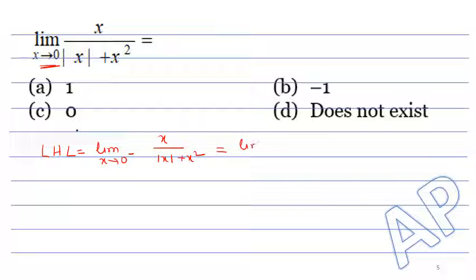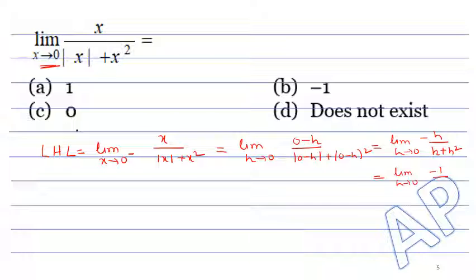That is nothing but limit as h tends to 0 of, replace x by 0 minus h, so that I have 0 minus h here, and modulus of 0 minus h plus 0 minus h whole square, which is nothing but limit as h tends to 0 of minus h by modulus of 0 minus h, which is plus h, and I have h square here. When you take h common, you will get limit as h tends to 0 of minus 1 by 1 plus h. As h approaches 0, you will get minus 1 as the left hand limit.